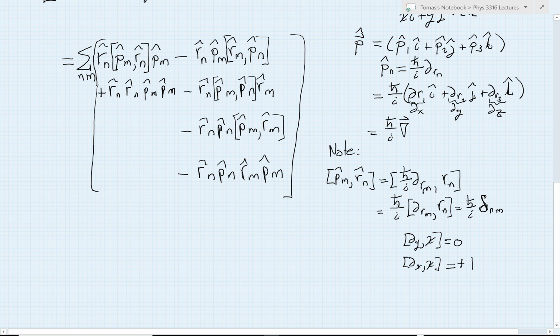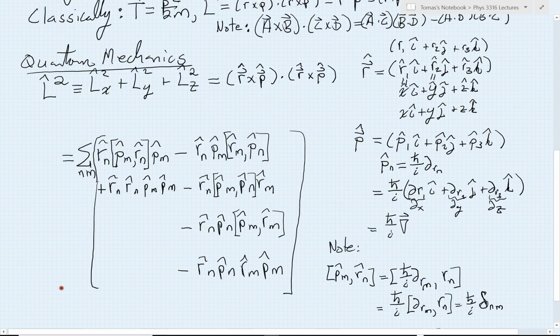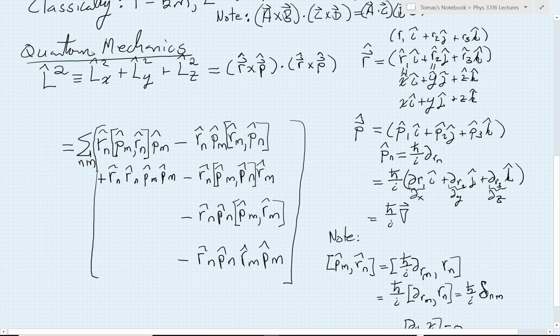Wonderful. Now we can use this to begin to analyze my various terms. This term here is going to be therefore h bar divided by i times delta nm. Right? 1 if they're equal, 0 if they're not. This term looks very much like the preceding term, except notice it's in the reverse order. When it's in the reverse order, it picks up a minus sign. So this is minus h bar on i times delta nm. So that will be that commutator.